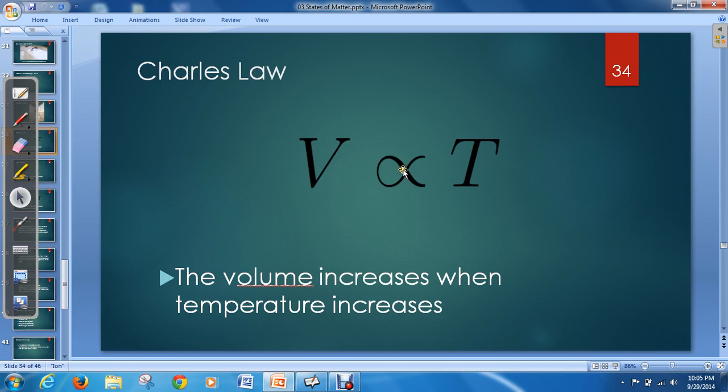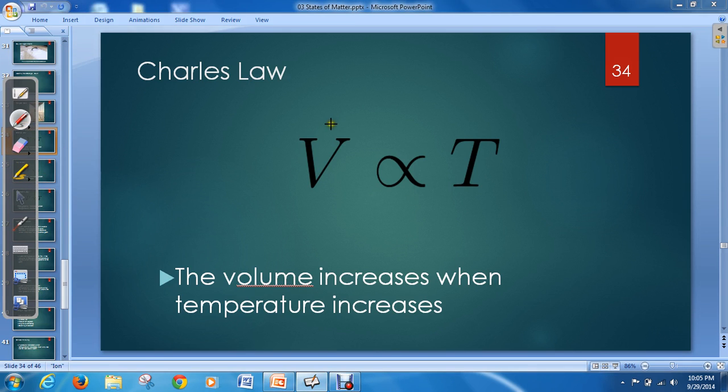Okay, so the first gas law is called Charles' law. This little sign right here, this little thing that looks like a fish, means proportional to. So this little expression says that the volume V is proportional to the temperature T. Or in other words, as the volume of a gas increases, then the temperature increases as well. Or if the temperature increases, then the volume is going to increase.